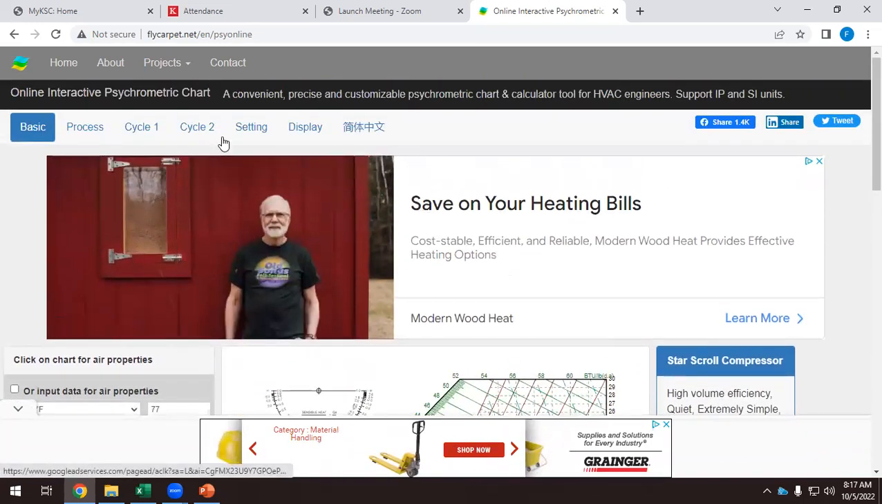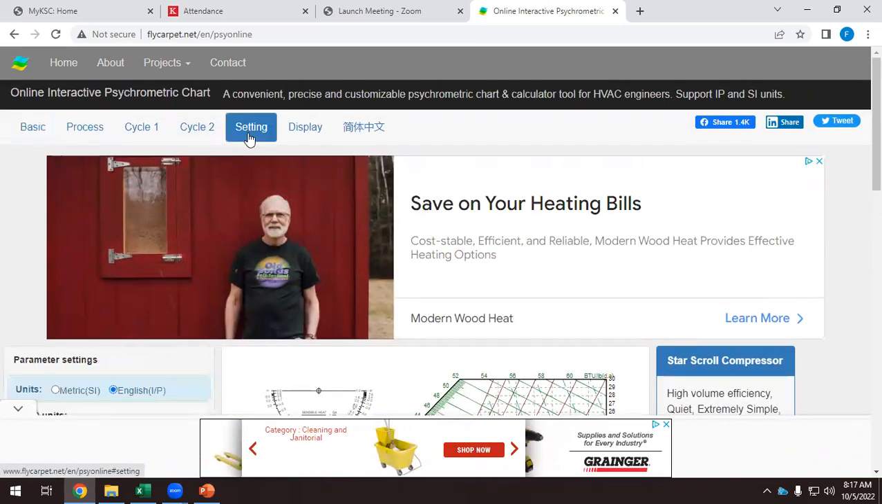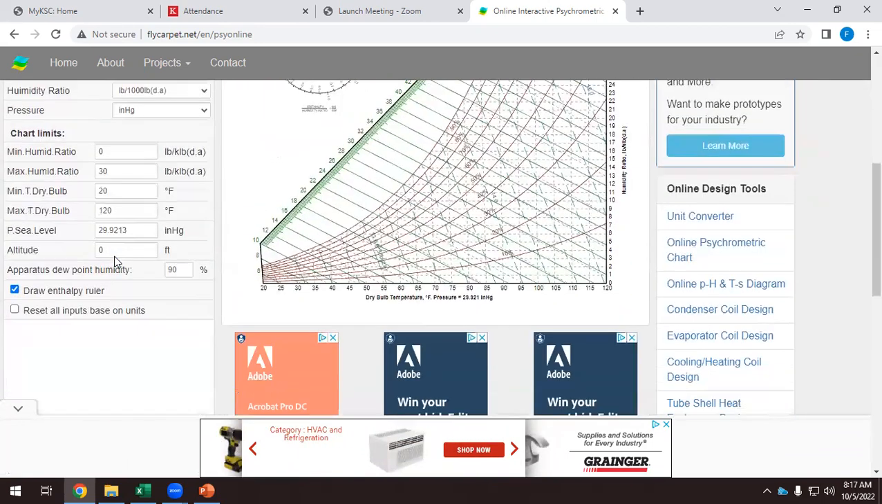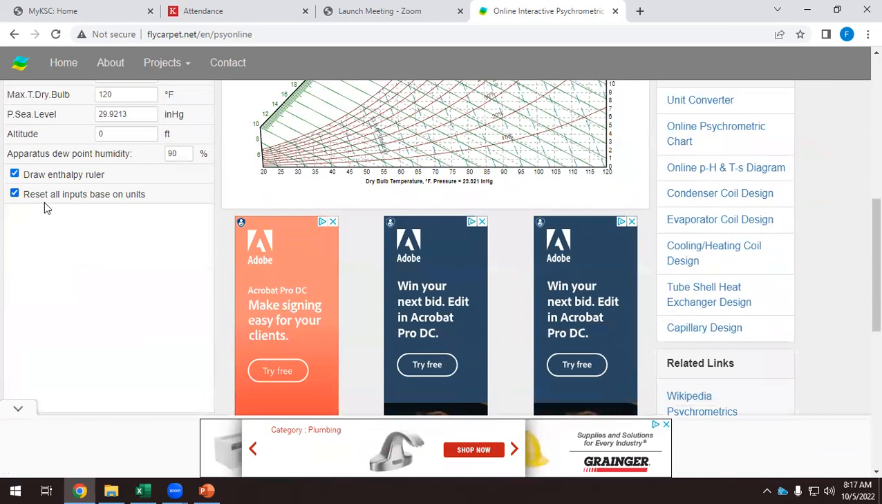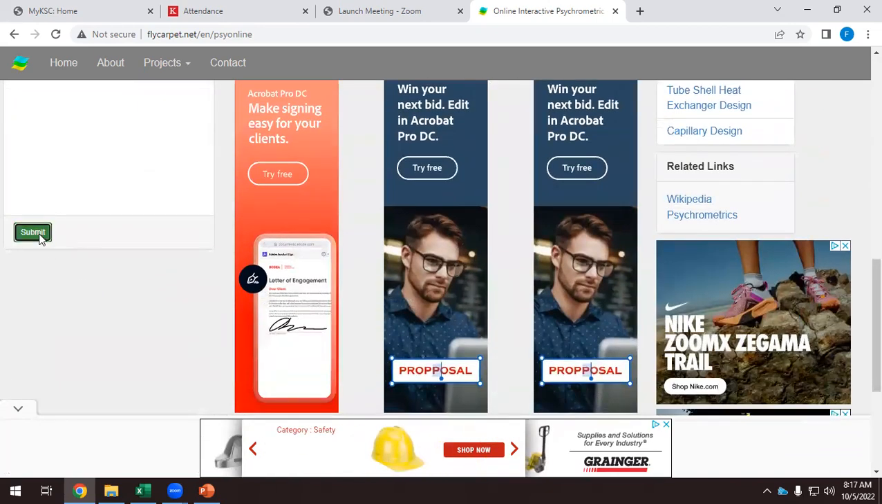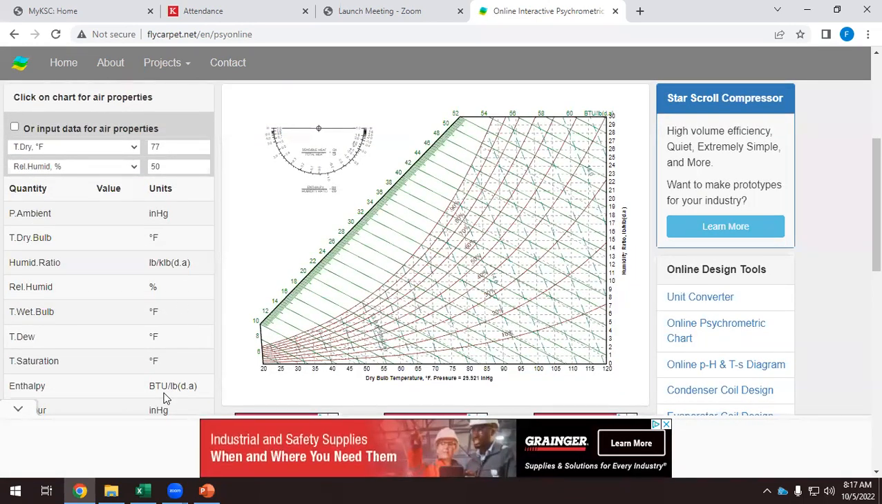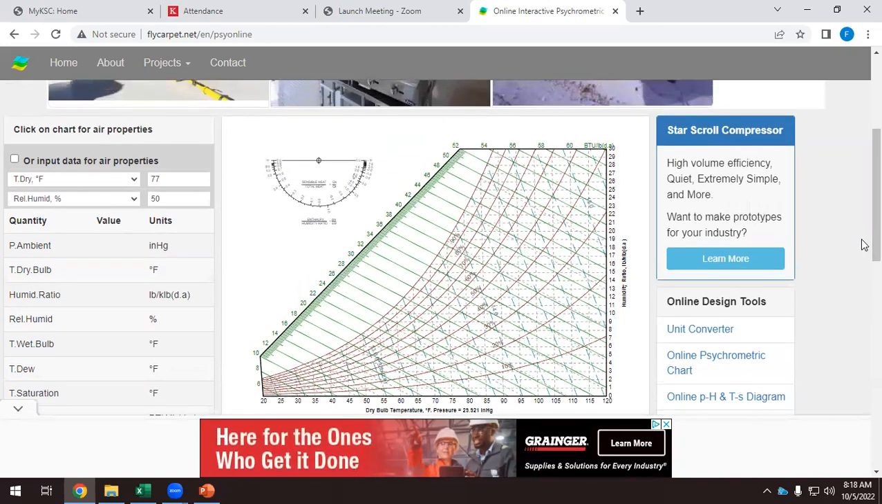Remember that we have to click on settings. If we click on settings, we have to select English units. Then we have to reset all inputs, and finally we have to submit. If we do this, we have the chart with all these values. For the report or the presentation, you can copy and paste this chart so that I understand that you're not making the figures up. Okay, so let's do it.